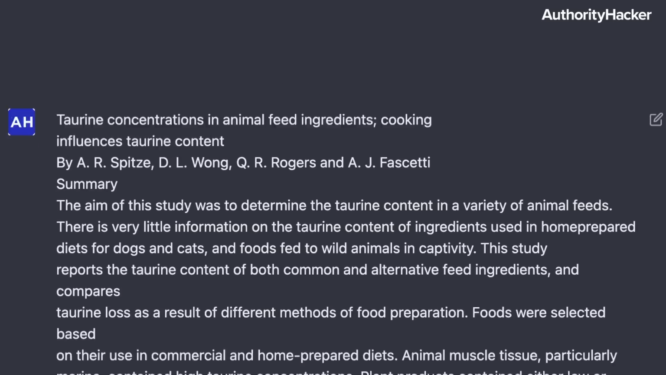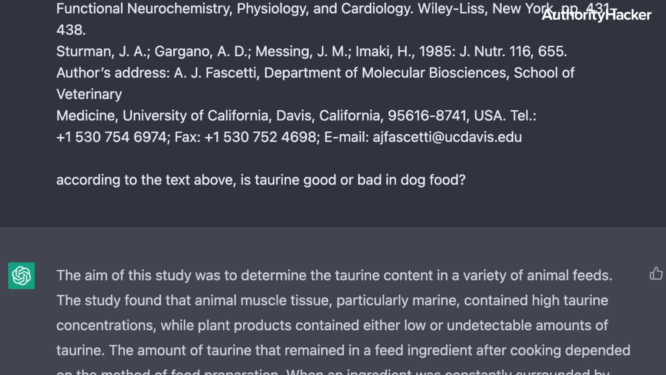So what I did is I pasted an entire excerpt of a research paper on how much taurine there is in dog food based on how it's prepared. I pasted this whole thing that is unreadable for me, and then I said, summarize it for me in plain English. And I started chatting about the article because it remembers. So it makes the summary, and you can ask questions about it.